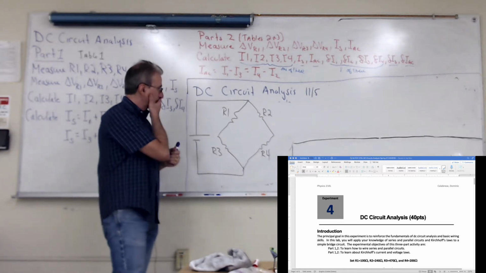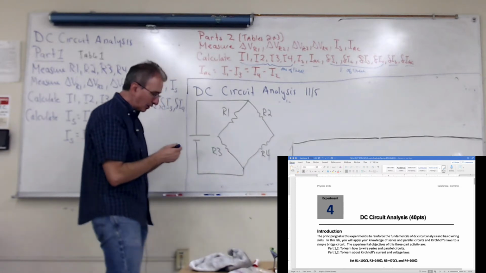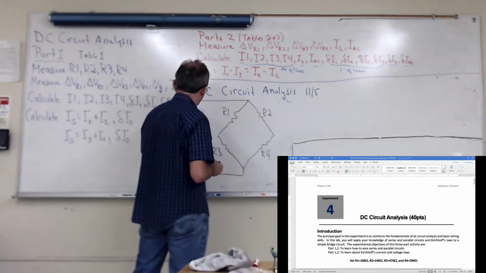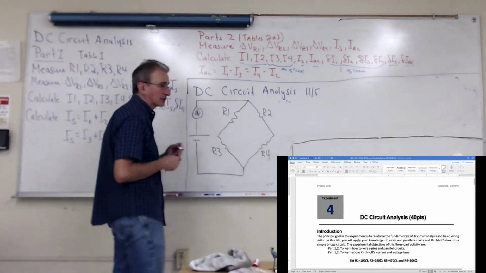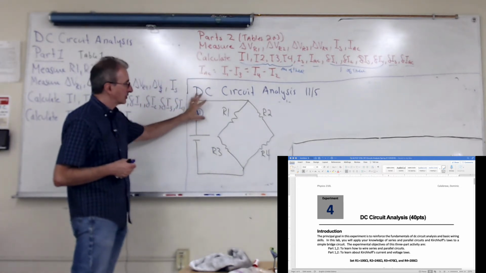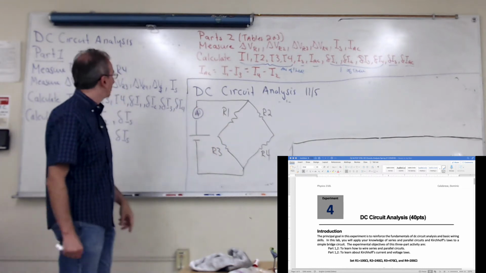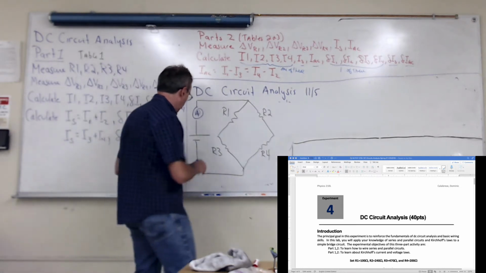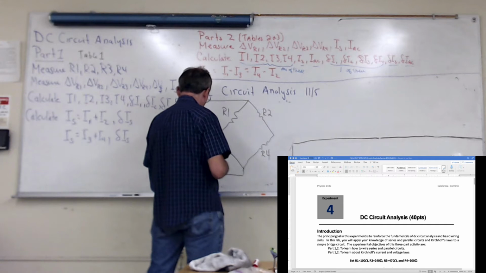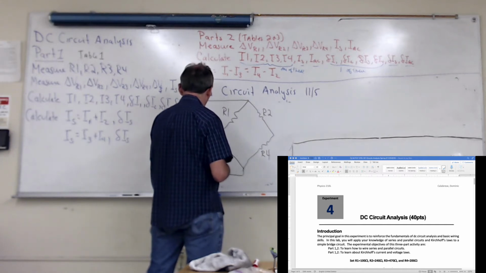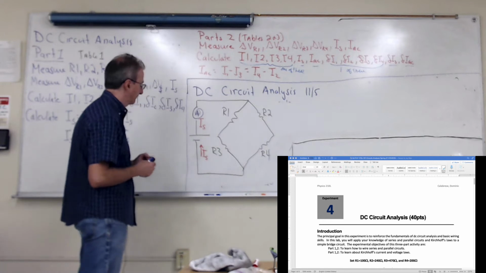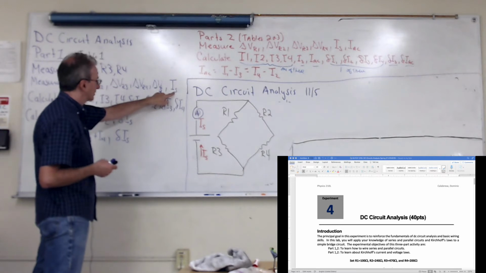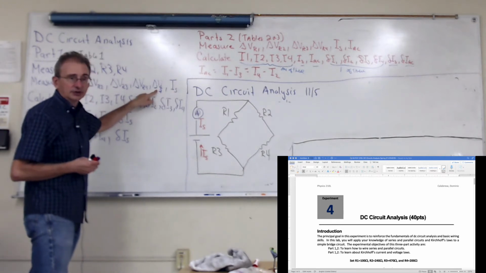So you measure these 4 values, and then you're also going to measure the current from the power supply. So you will put an ammeter in series with this circuit, and you'll do it on a proto board, and you're going to measure I sub S. So I sub S is going to be this current, the current through the power supply. Okay, so you'll measure R1, R2, R3, R4, and I sub S. You'll also measure the power supply voltage.